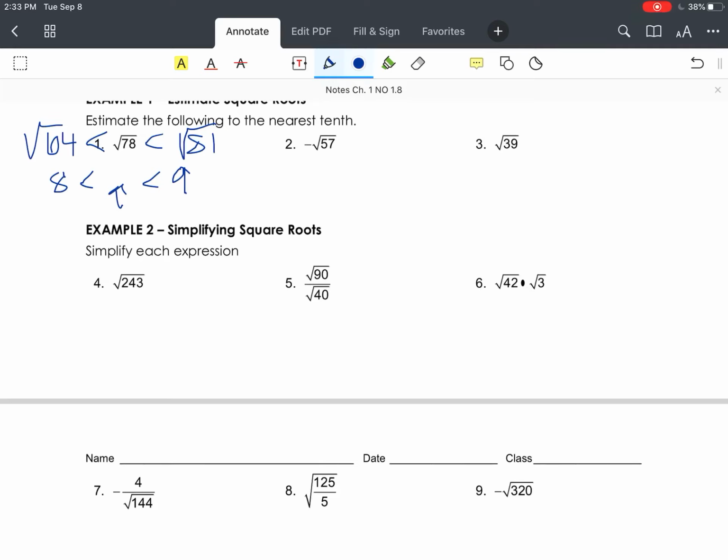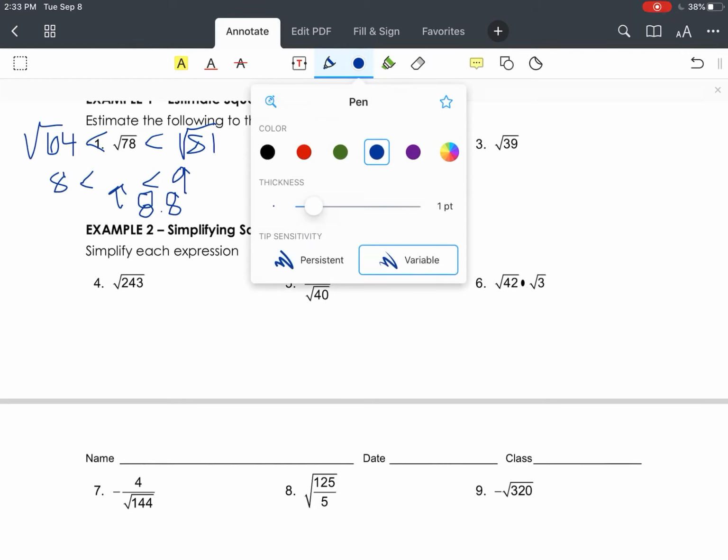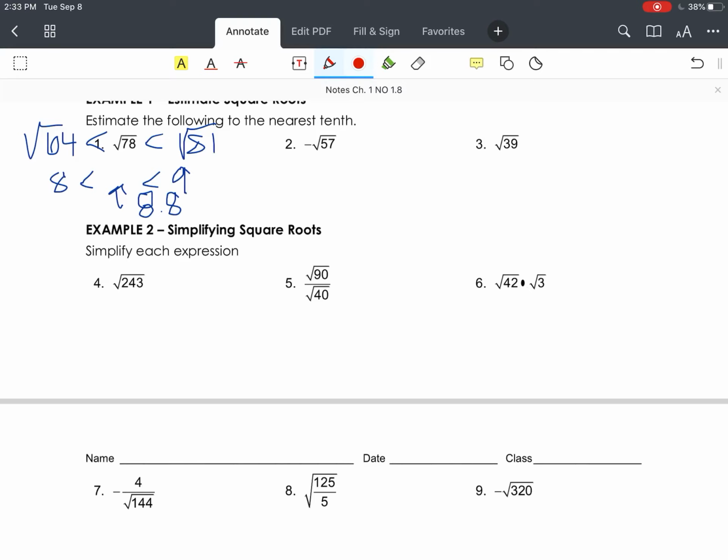78 is much closer to 81 than it is to 64. So I know it's going to be 8 point something, closer to 9. And it turns out that it's 8.8, so much closer to 9 than 8 because 78 is closer to 81. So number 2, we can set up just like that, not trying to confuse the negative out in front.